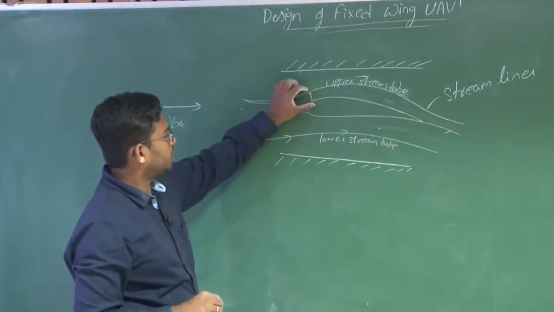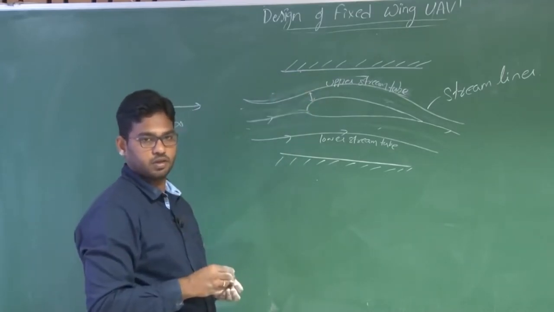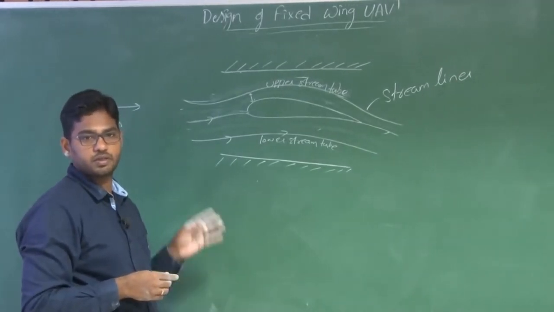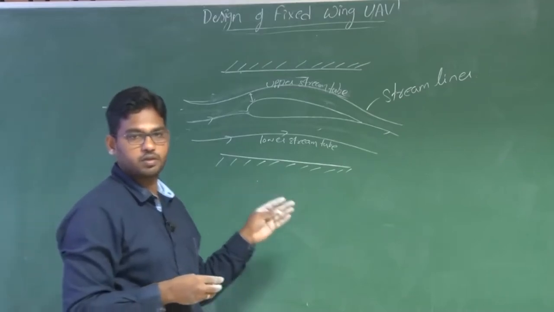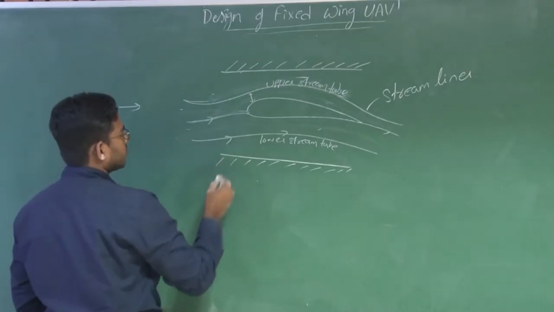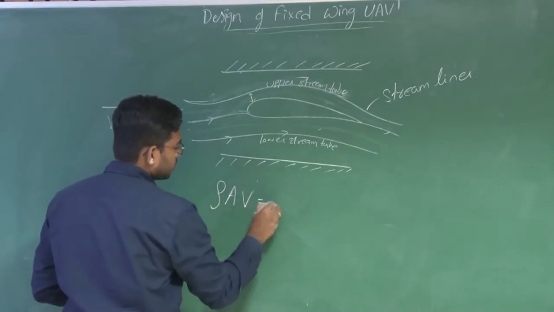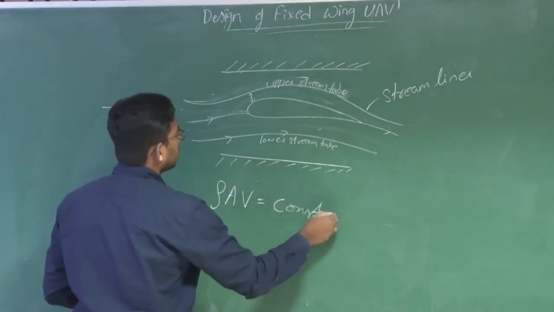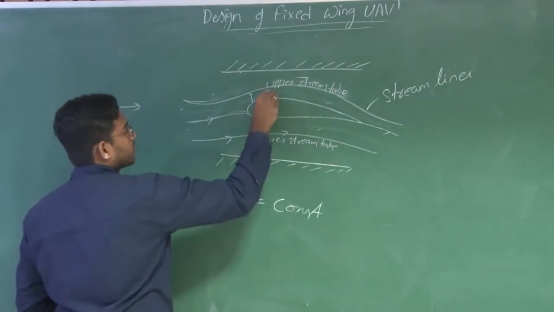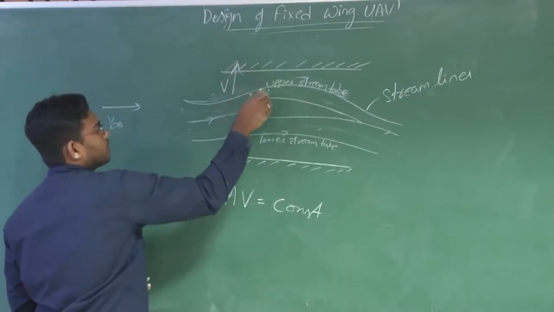Now, due to this curvature, the cross-sectional area of this stream tube reduces. Considering an incompressible flow, where the density of the fluid remains constant throughout, we use the continuity equation, the law of conservation of mass: rho A V is equal to constant. If the cross-sectional area decreases, the velocity has to increase here. So V increases.